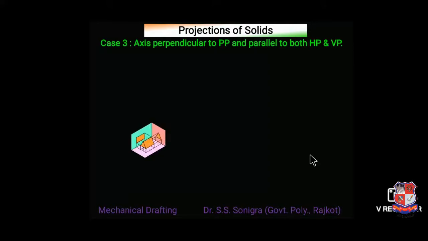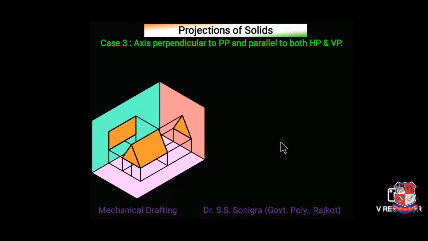Now case number 3: axis perpendicular to PP and parallel to both HP and VP. Draw the XY line, and here the side view should be drawn first, because this appears as a triangle in side view. If you look from front, from this direction, it will appear as a rectangle. If you look from top, it will appear as a rectangle. From the side view, it will appear as a triangle. This is a triangular prism or pyramid. Yes, it's a pyramid because two triangular faces are there. If one triangular face is there, then it is a pyramid, but this is a prism.